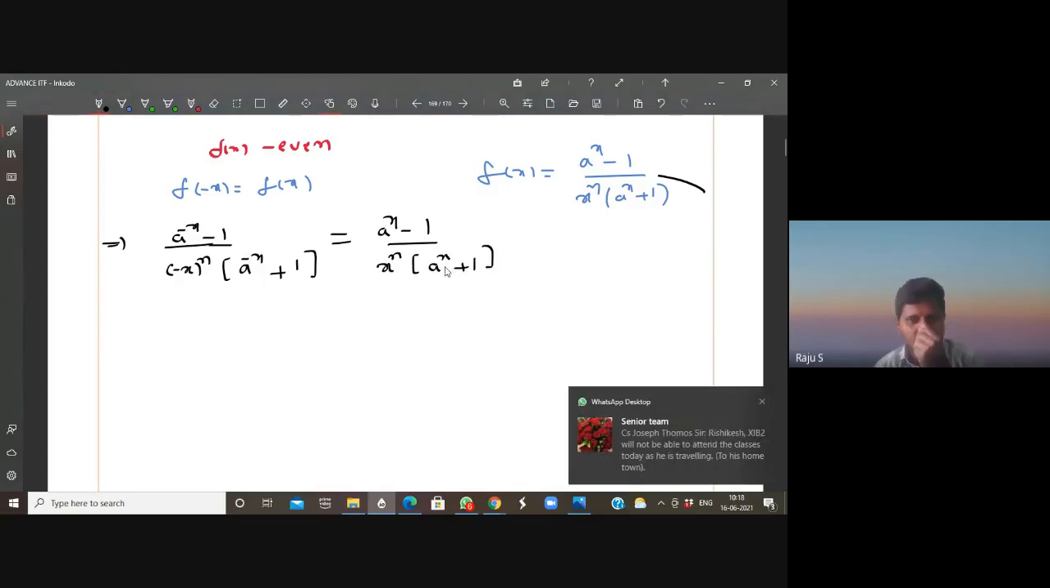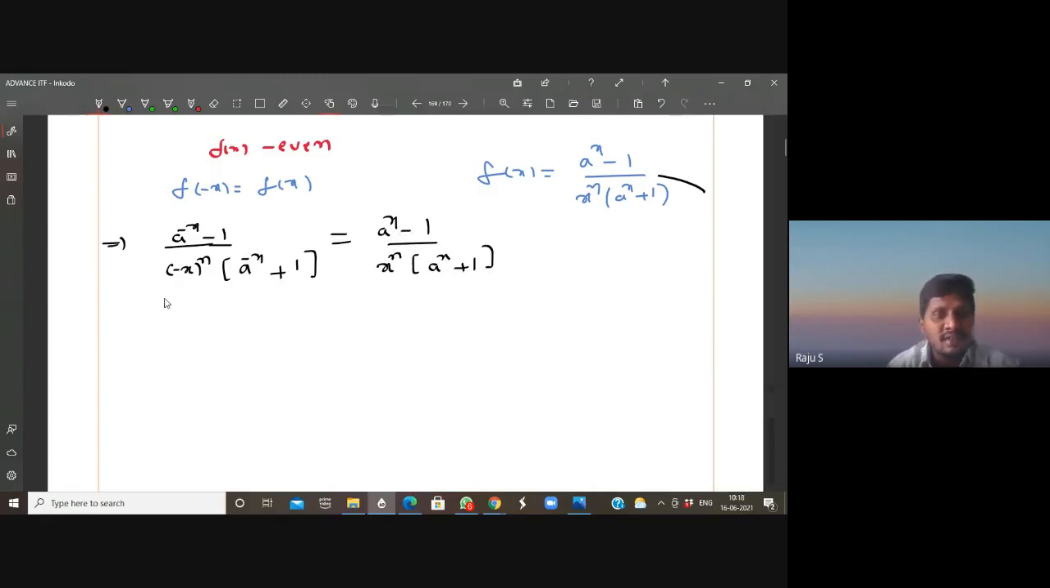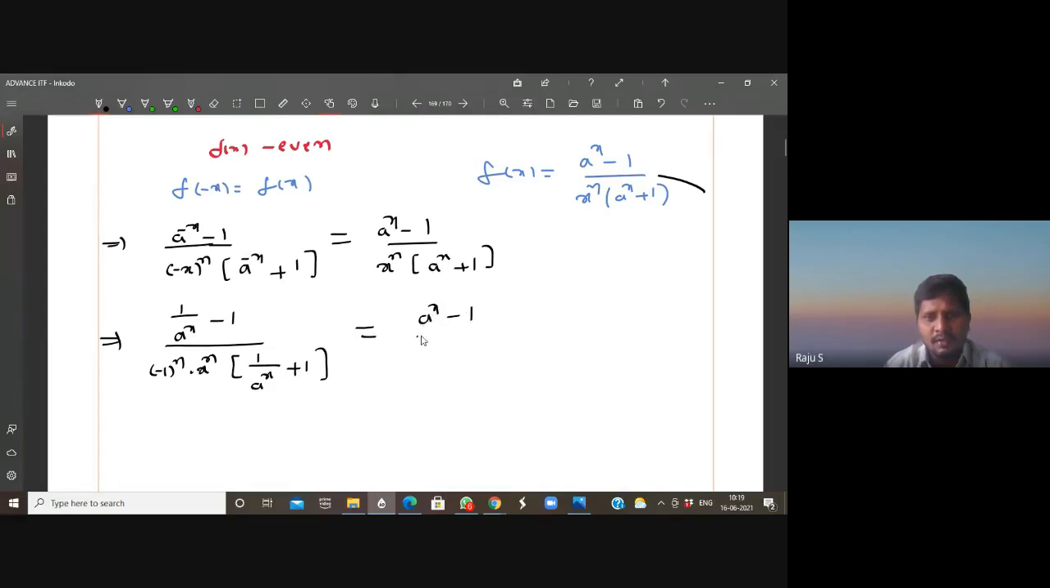I'm taking the condition f of minus x is equal to f of x. Clearly, they're given f of x is even. For that, a^(minus x) can be written as 1 by a^x, minus 1 whole divided by minus x whole power n. Shall I write minus x whole power n as (minus 1) whole power n into x^n? Yes, we can write. In the bracket again, 1 by a^x plus 1 is clearly equal to (a^x minus 1) by x^n, a^x plus 1. Anything common will be cancelled on both sides. Yes, x^n will cancel.